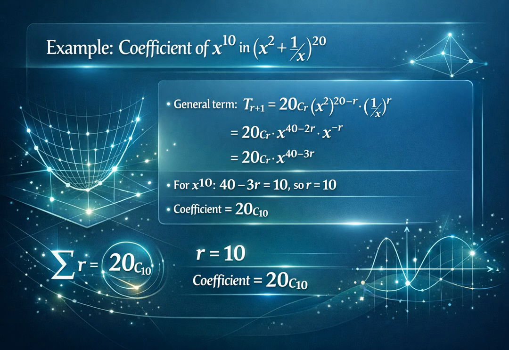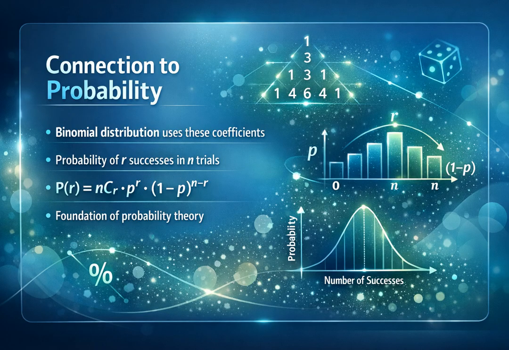Find the coefficient of x to the 10 in (x squared plus 1/x) to the 20. The general term is t subscript r plus 1 equals 20Cr times (x squared) to the 20 minus r times (1/x) to the r. Simplifying, 20Cr times x to the 40 minus 2r times x to the minus r equals 20Cr times x to the 40 minus 3r. For x to the 10, 40 minus 3r equals 10, so r equals 10. The coefficient is 20C10.